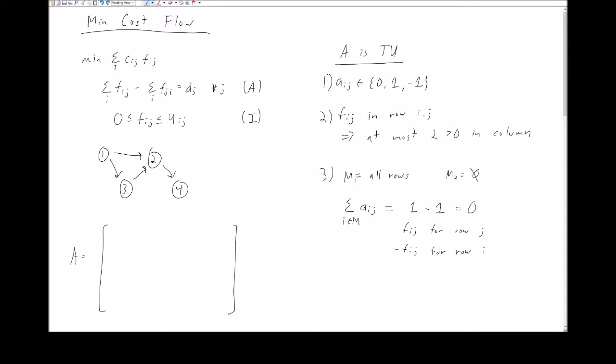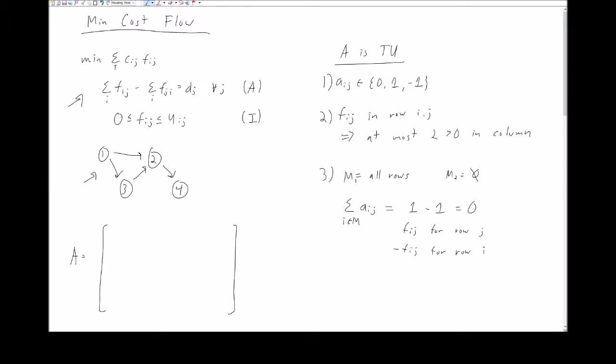To show that the min-cost flow problem has a totally unimodular matrix, we're going to verify it directly by using one of our sets of sufficient conditions. In this case, we're going to use the first set. Here we have the constraints written for our min-cost flow problem. And here we have a particular instance of the min-cost flow problem.